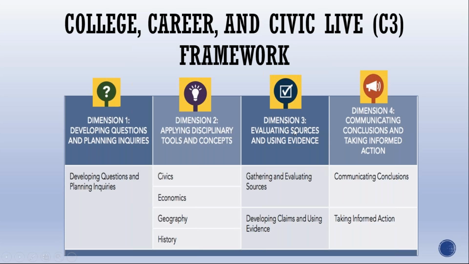Dimension 3 is evaluating sources and using evidence, and that language is right out of the reading standards, that students can look at sources and analyze them and try to answer a question or solve a problem, make a claim. In the elementary years, it's called have an opinion with some support, and then along the way it changes to have an argument in the reading standards with evidence. And then how do we get them to communicate their ideas and their conclusions? And the last part, I like this, is how do we get them to take informed actions?